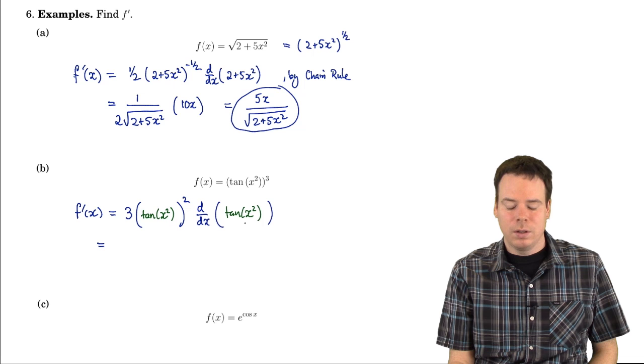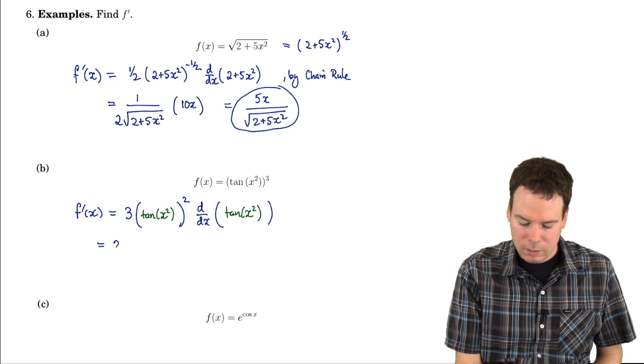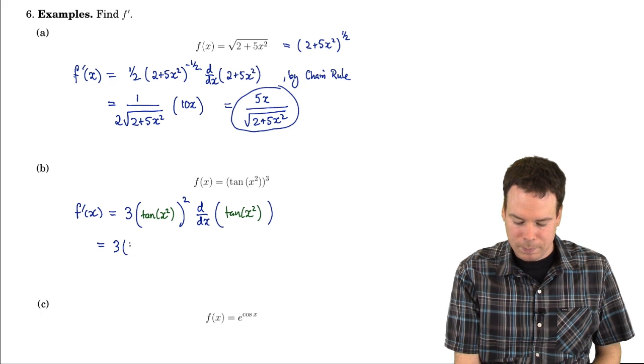Now we're left with trying to figure out what the derivative of the inside function is, and that is the derivative of tan x squared. That again is a composition. The outside function here is the tangent function. The inside function is the square. So we're going to have to apply the chain rule again.